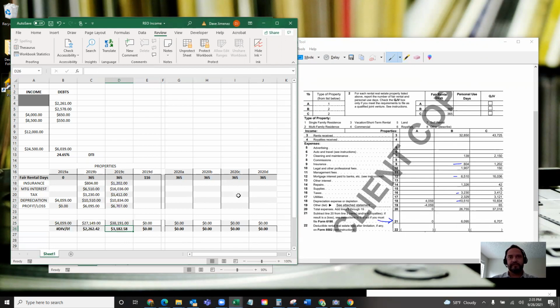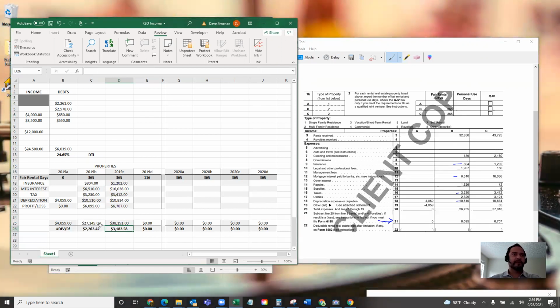Obviously we would fill these figures in over on the right as well once we pick up 2020, but essentially that's how it's calculated. It's all of your total line 21 profit and loss, plus you add back depreciation, you add back tax, you add back the mortgage interest, and add back the insurance. You divide all that by 12.